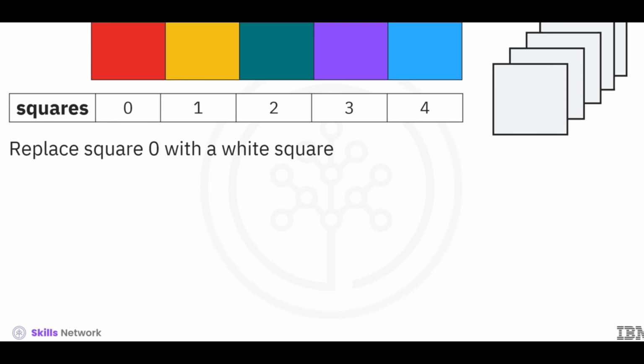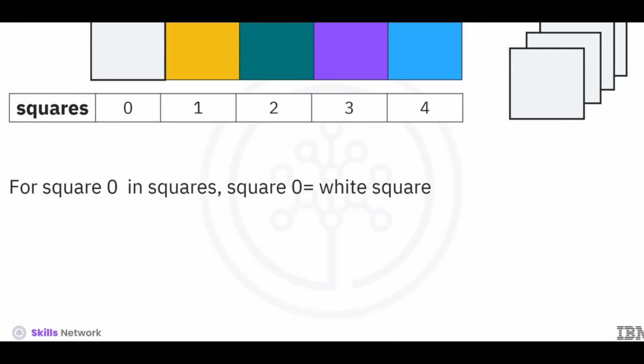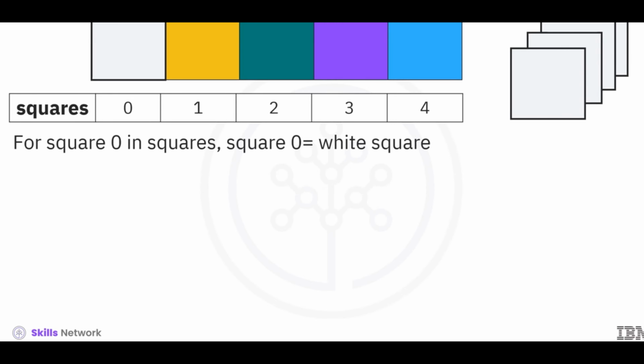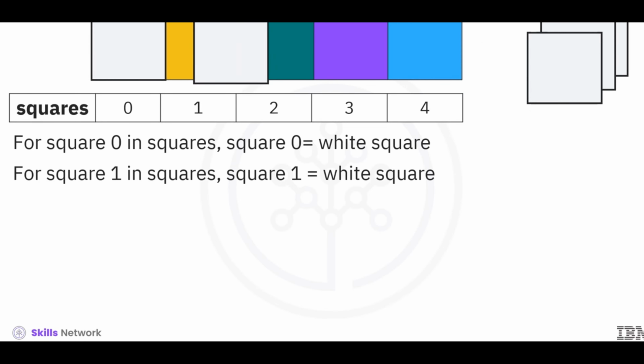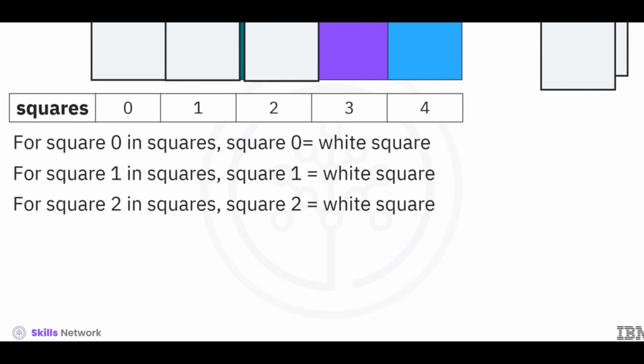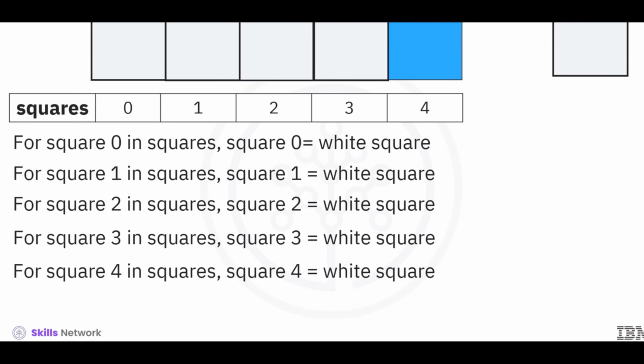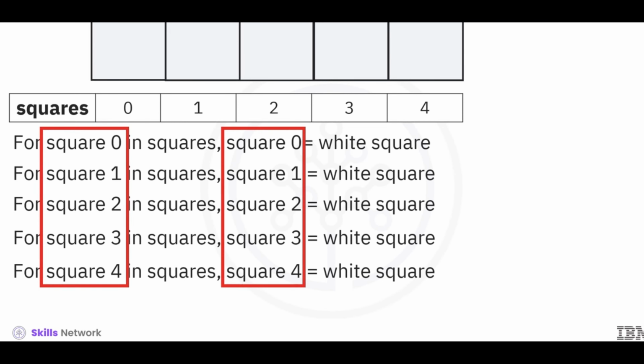Or we can say for square 0 in squares, square 0 equals white square. Similarly, for the next square, we can say for square 1 in squares, square 1 equals white square. For the next square, we can say for square 2 in squares, square 2 equals white square. We repeat the process for each square. The only thing that changes is the index of the square we are referring to.